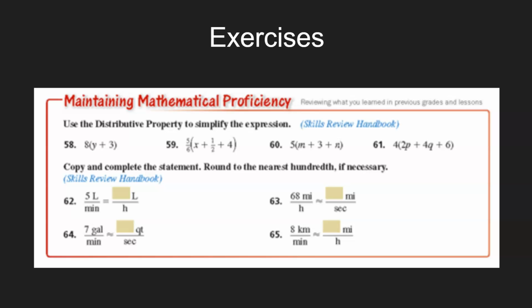For 65, we get 8 kilometers over a minute is equivalent to blank miles over an hour. So we're going to want to multiply by 60. So we multiply both sides by 60, and then we divide what we get by however many kilometers are in a mile.